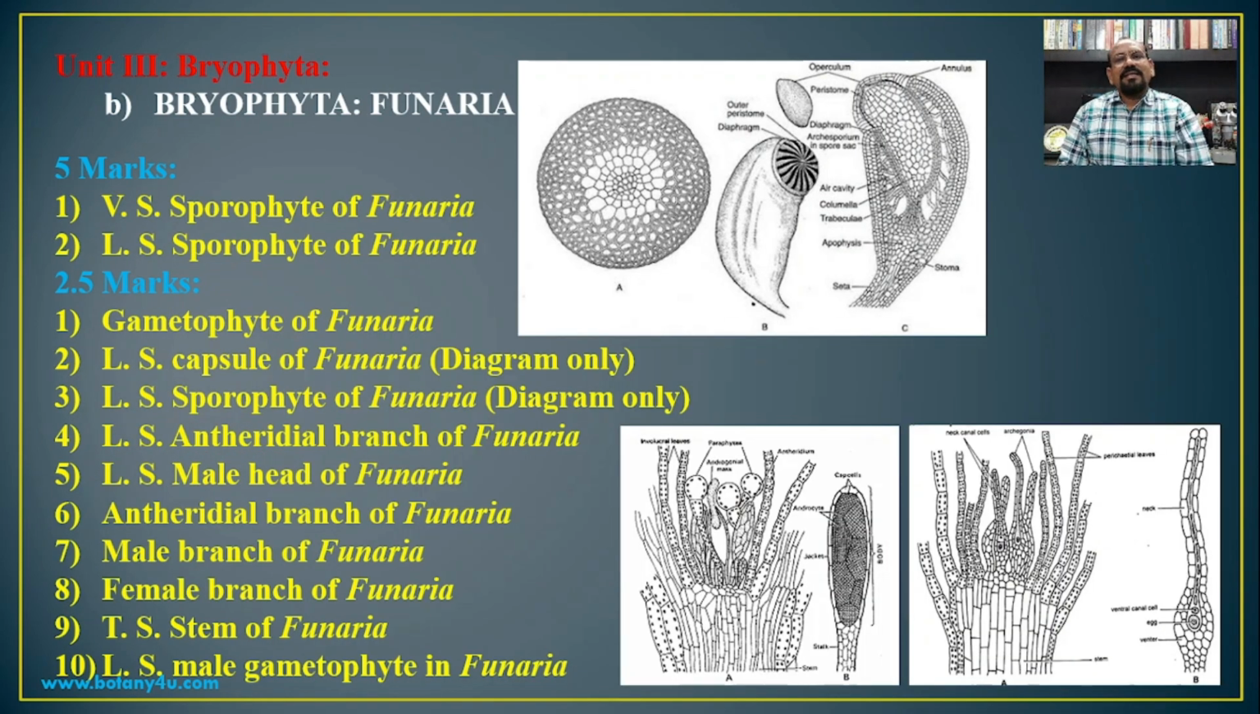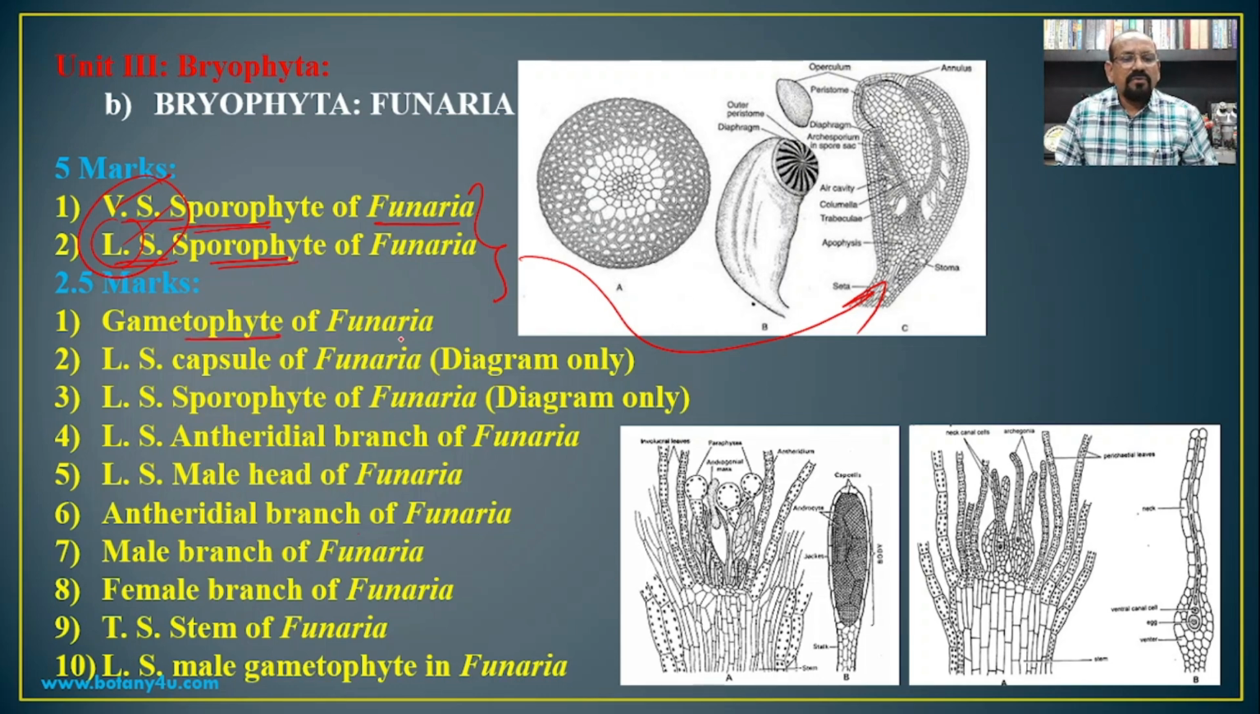The third genus in case of the bryophyte is Funaria. Here the most common question on the Funaria is the sporophyte, as we have seen earlier in case of the other bryophytes as well as the Anthoceros. So LS of sporophyte and VS of sporophyte, and LS and VS both are the same. VS, that is the vertical section, LS, that is the longitudinal section, but the meaning of both is the same. That is, we have to provide this diagram.